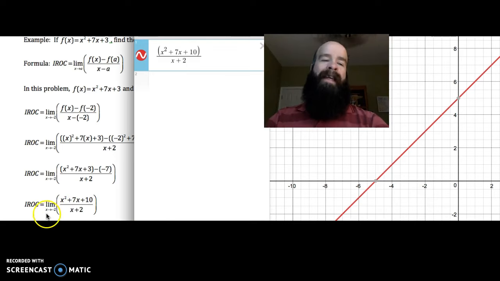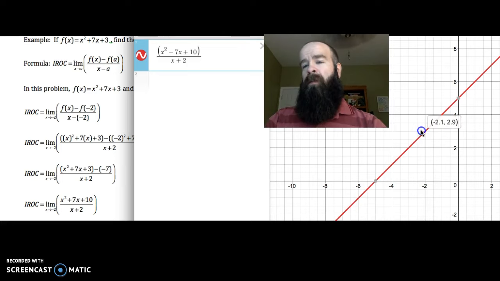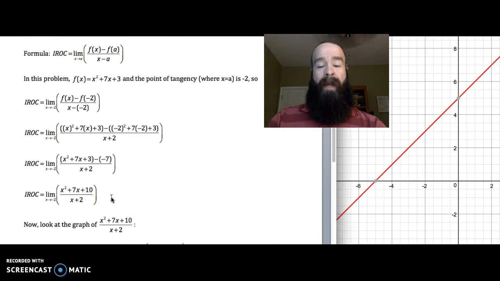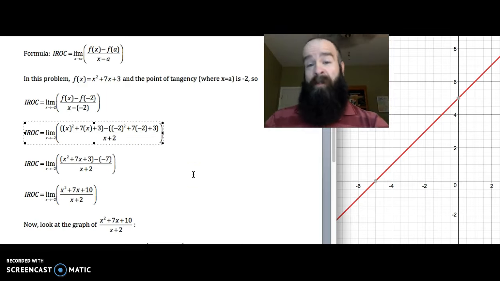If I look at where x is getting close to -2, there's a -2 right there. If I look at this graph, it looks like those y values are getting close to 3. And if I were to click on the graph and slide it closer, you'd see those y values are really close to 3. But at -2, they're undefined because you're dividing 0 by 0. So since I've looked at the graph and come to a conclusion that the y values are getting close to 3 as x gets close to -2, I can say by inspection that this IROC is positive 3.